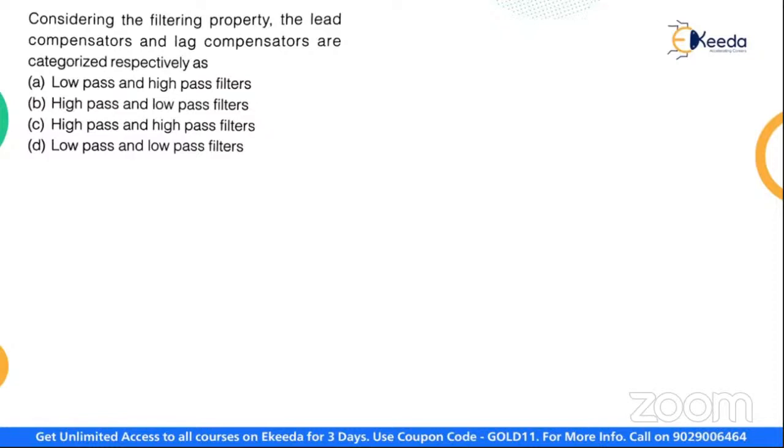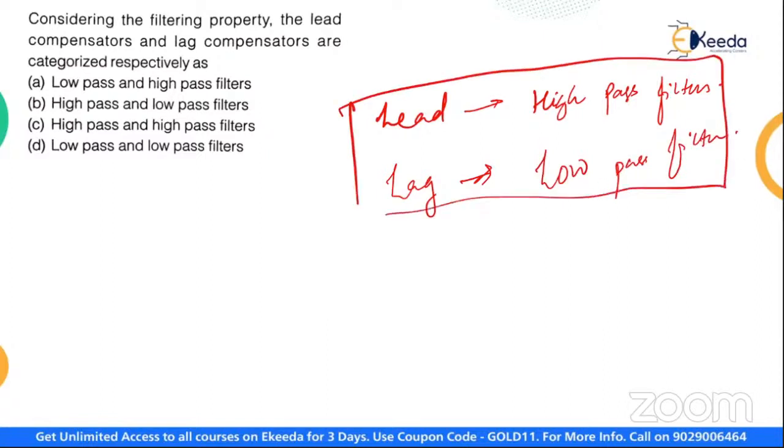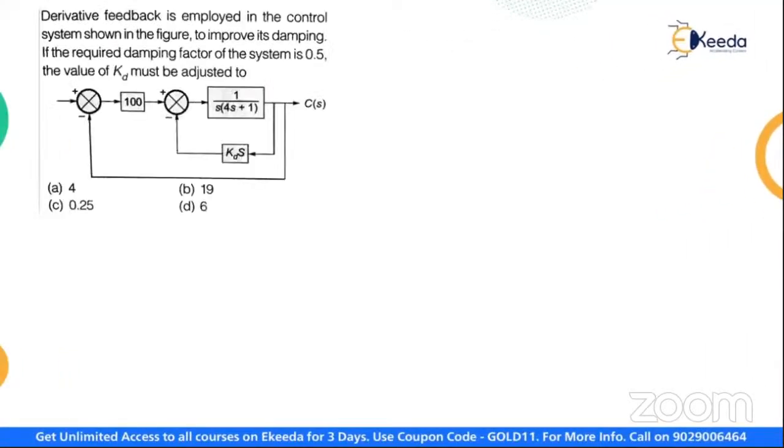Always remember, lead compensators are categorized as high pass filters and lag compensators are categorized as low pass filters. Okay, always remember this. High pass and low pass, option B. Just very simple questions are asked. Now next.